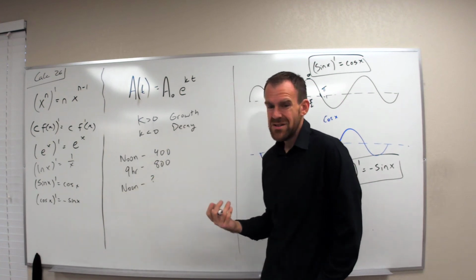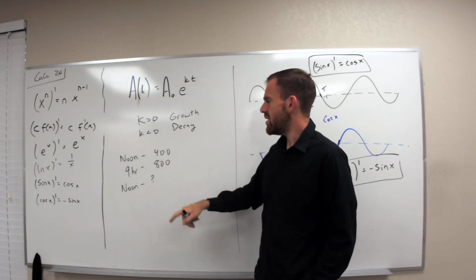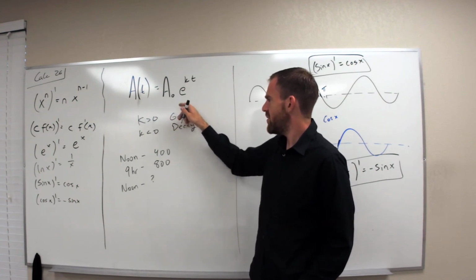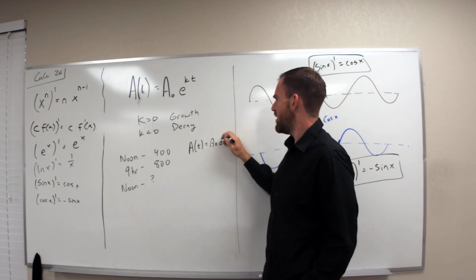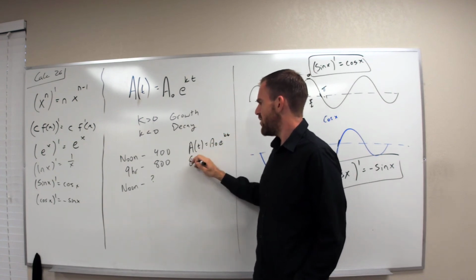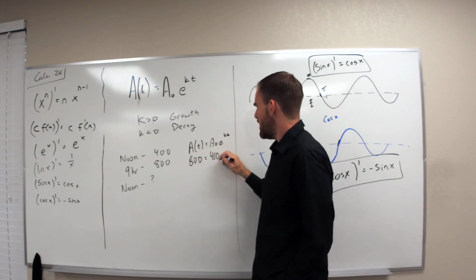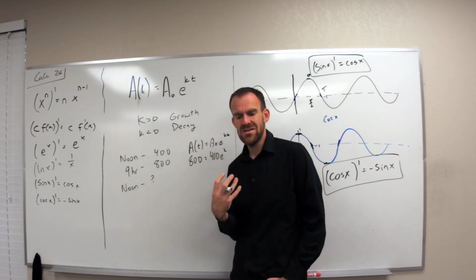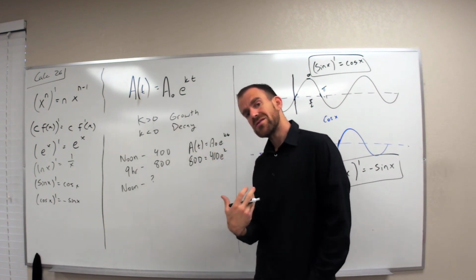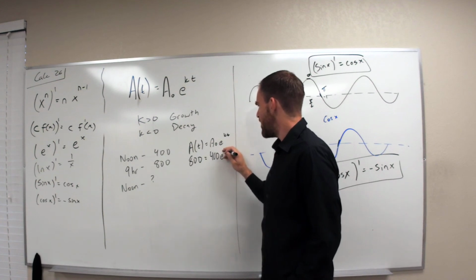So, how do I find the equation? Actually, pretty simple. I'm going to plug in these values. I know that 800, if I were to write out my equation, A(t) equals A naught e to the kt. So 800 is the final amount, and my initial amount is 400, times e to the k. We don't know k yet. k is going to be some constant that describes how fast or how slow this is growing or decaying. But I do know the amount of time.